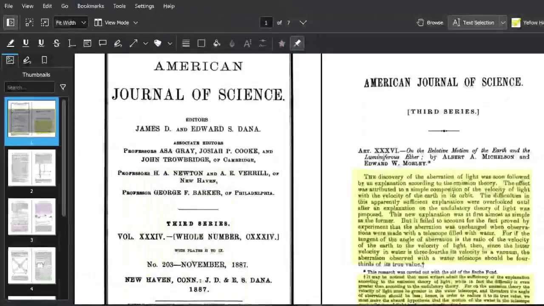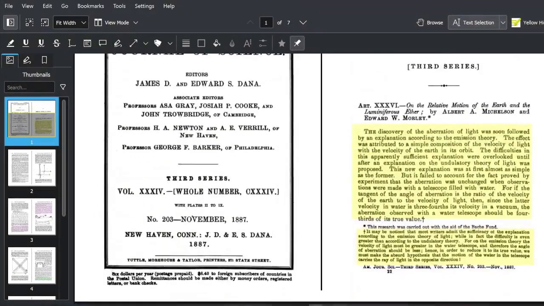Oh, look, here we go. Here it is. So his preface for the abstract is based upon Airy's failure when he detected the aberration of light was soon followed by an explanation according to the emission theory. He says the effect was attributed to a simple composition of the velocity of light with the velocity of the Earth in its orbit. Difficulties in this apparently sufficient explanation were overlooked until after an explanation on the undulatory theory of light was proposed. This new explanation was at first almost as simple as the former, but it failed to account for the fact proved by experiment that the aberration was unchanged when observations were made with a telescope filled with water, that specifically denoting Airy's failure.